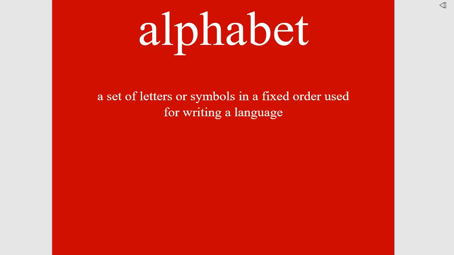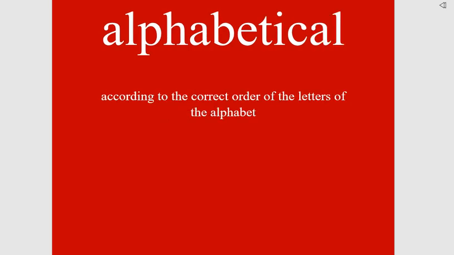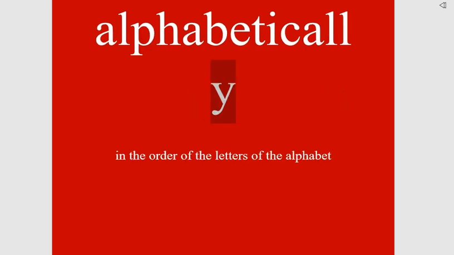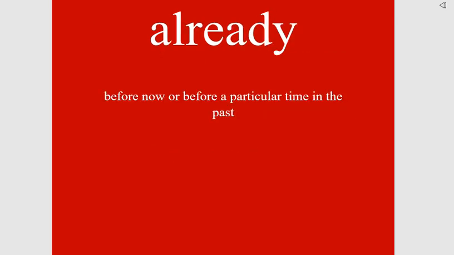Alphabet. A set of letters or symbols in a fixed order used for writing a language. Alphabetical. According to the correct order of the letters of the alphabet. Alphabetically. In the order of the letters of the alphabet. Already. Before now or before a particular time in the past.